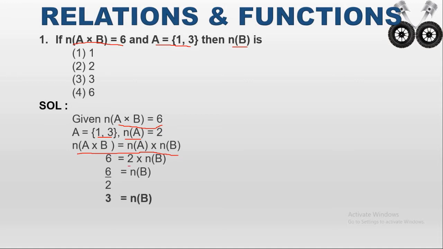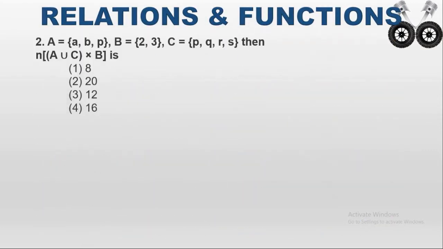On the RHS we have 2 in multiplication. When it comes to the LHS it becomes a division. So 6 divided by 2 equal to n of B. So we can cut 2 and 6, and it will become 3. So n of B equal to 3. So where is n of B? It is in option 3. So the answer is option 3, 3.